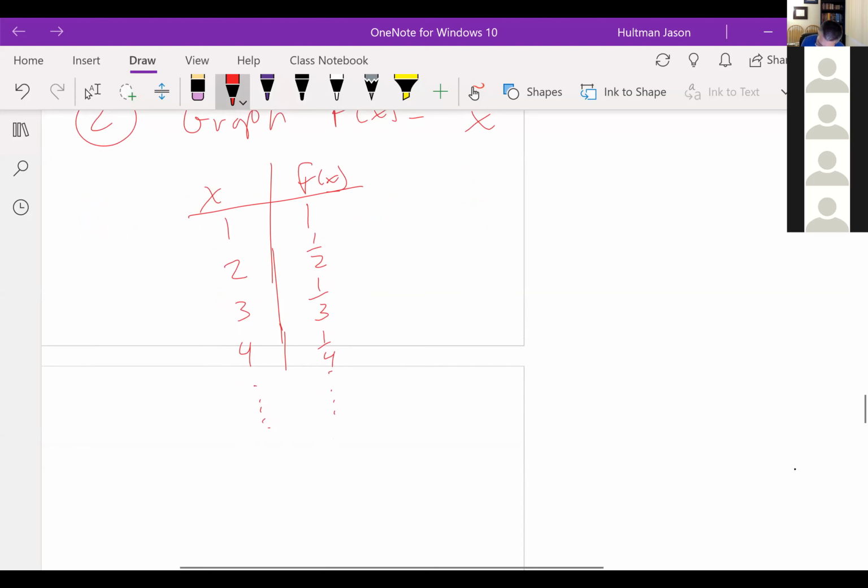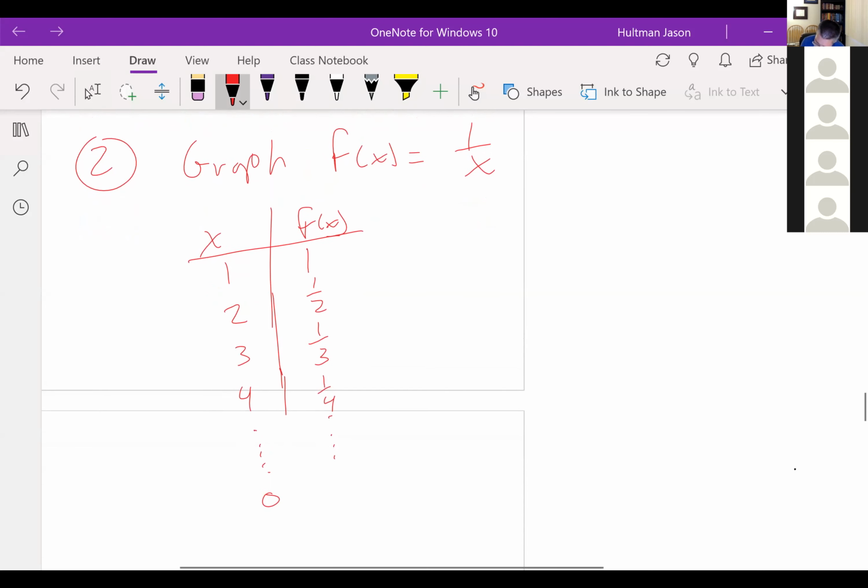Okay, what if x is 0? What happens? It's undefined. You can't divide by 0. It's mathematically undefined. We're not allowed to divide by 0. Anybody know why we're not allowed to divide by 0? Why does it make absolutely no sense to divide by 0?